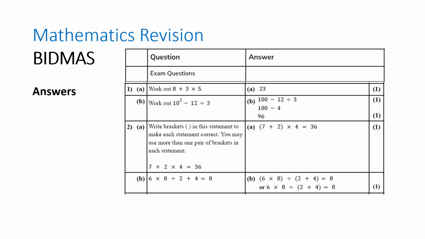Okay, and then off of there we've got our answers. So we've got 23, we've got our multiple steps here, which gives us then 96 as a final answer for 2 marks. We've got our brackets placed around the 7 and the 2, and this time because it's used that word brackets, we're then thinking, right, we might need to use 2.